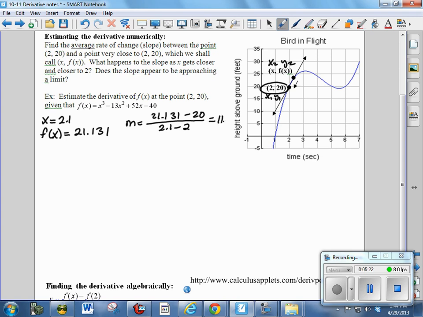11.31. So this is telling me, so far I've estimated the slope to be about 11.31, which is pretty close to what I had before of 10, but I know my 10 is not accurate. It was just an estimate.